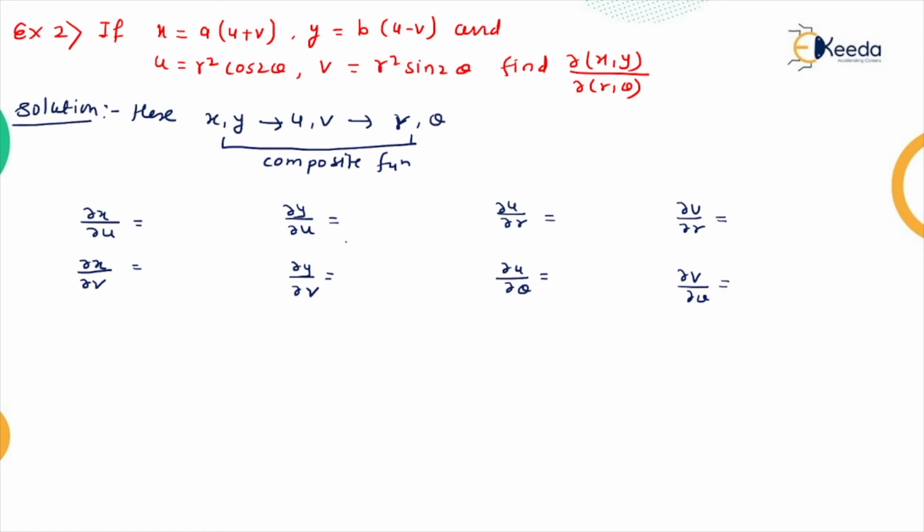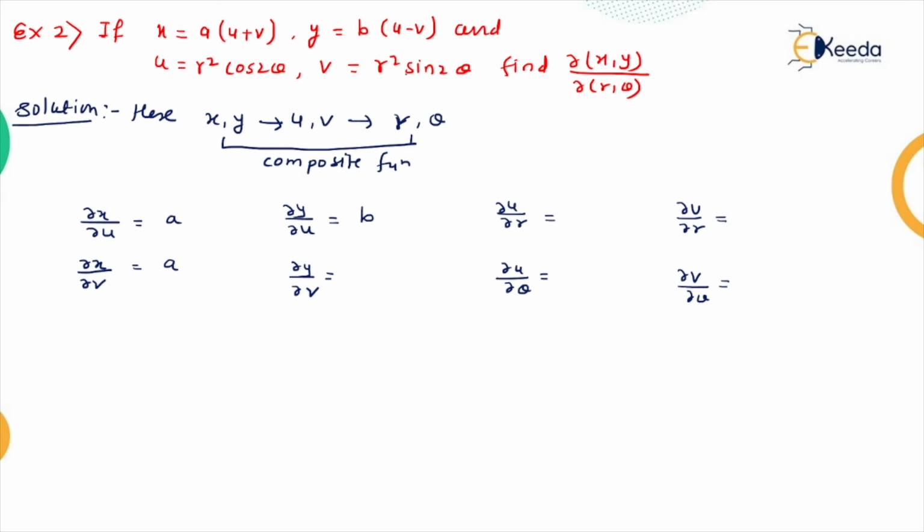So what is ∂x/∂u? By observing this, ∂x/∂u, you have to just treat the other variable as constant. So this is only a. This is ∂x/∂u, and ∂x/∂v, that is also again a. ∂y/∂u, that is b.